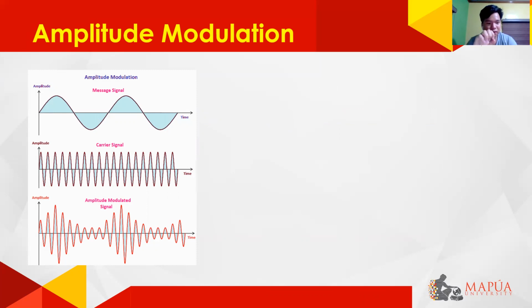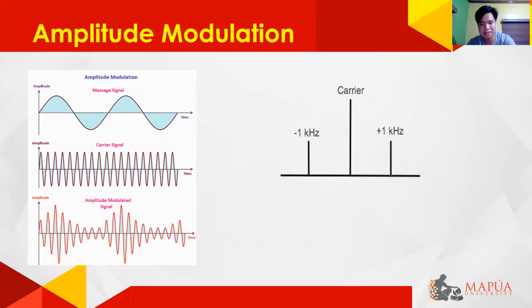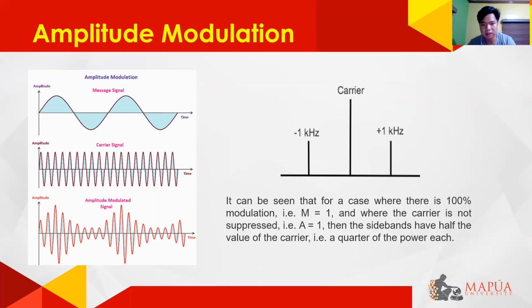So the amplitude of the modulated signal is similar to the message signal. The amplitude contains the information. The modulated signal contains the message signal that is in the carrier signal. This amplitude modulated signal is a signal that will travel in the communications channel. So this is a frequency spectrum. As we can see here, we have -1 kilohertz and +1 kilohertz. Those are the two sidebands, while in the middle is the carrier frequency.